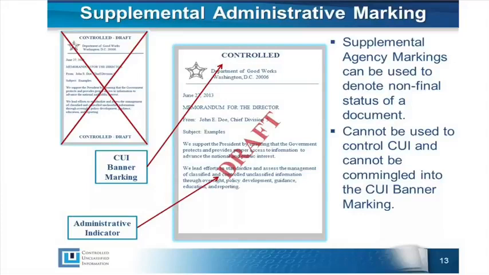For the sake of clarity, any administrative marking should be clearly distinguished from the CUI banner, and consider the example on the screen. The example that is crossed out is one in which draft is contained as part of the banner marking. This is confusing as the draft status of this document is unrelated to the treatment of CUI. Since the two are unrelated, draft should be separated from the banner marking as in the example to the right.